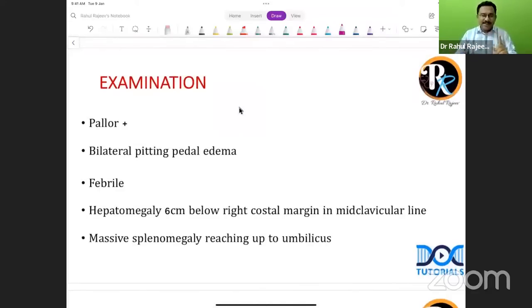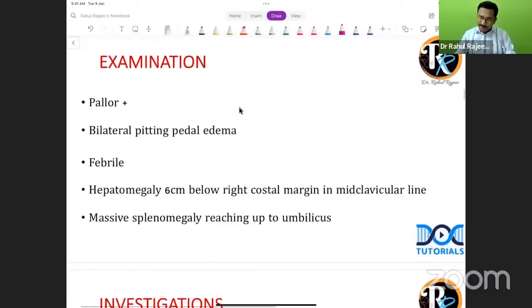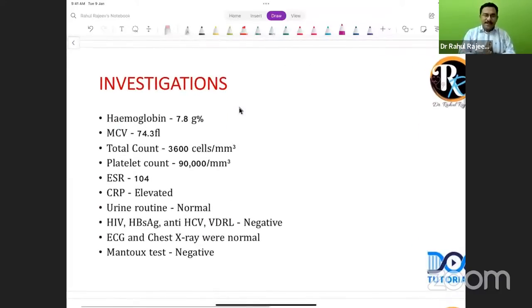Again, investigations. I'm just going to focus on the positive investigations, okay? Positive investigations, right? So look at this. The hemoglobin is 7.8, MCV 74.3. The total count is 3,600. Platelet count is 90,000. ESR is 104. CRP is elevated. Urine routine, normal. The viral markers, HIV, HBsAg, anti-HCV and VDRL negative, ECG and chest X-ray normal, Mantoux test negative.